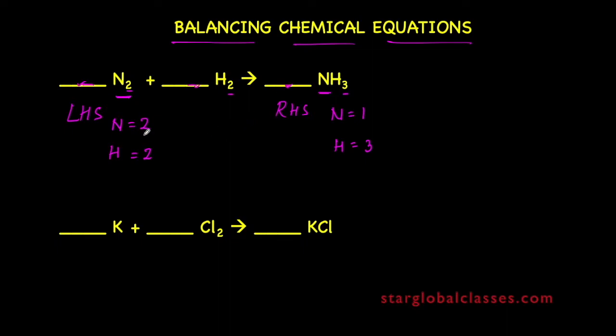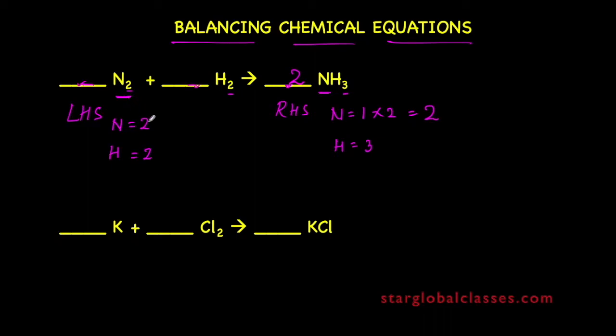Nitrogen is 2 here and on the right hand side there is only 1 nitrogen. So we multiply this by 2. When you multiply this by 2, the nitrogen atoms on the right hand side become 2. Nitrogen on the left hand side is 2. So these two are now balanced.